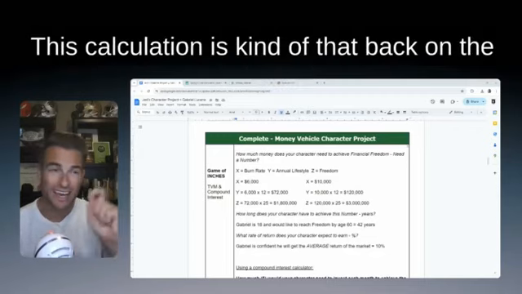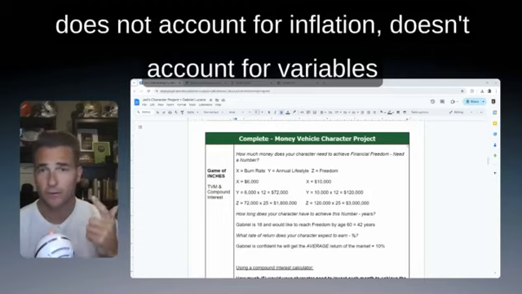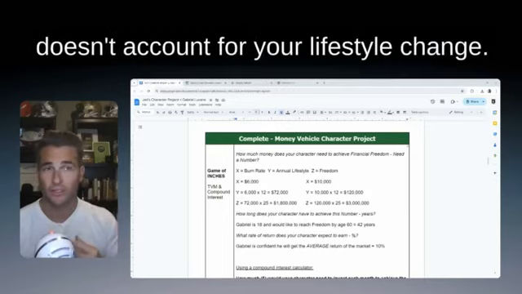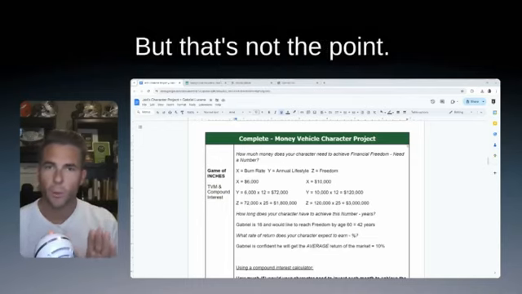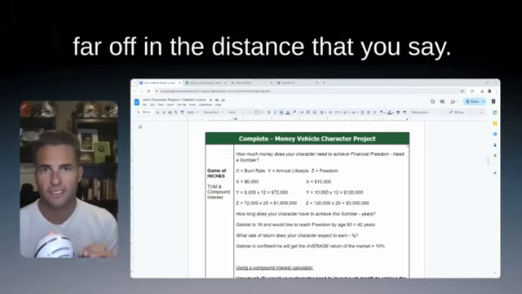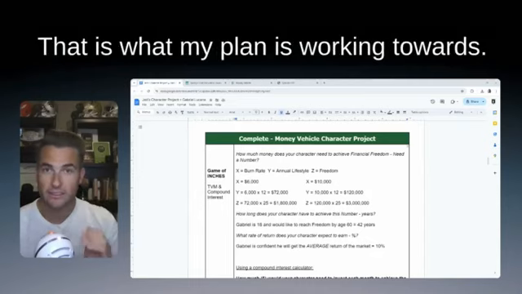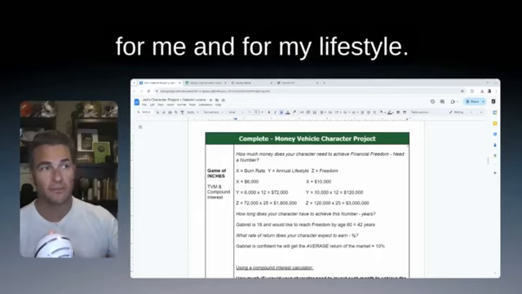This calculation is kind of that back of the napkin math, but we really want to call out that it does not account for inflation, doesn't account for variables, doesn't account for your lifestyle change, lifestyle creep, doesn't account for a lot of things, but that's not the point. My point is to give you a destination far off in the distance that you say, that is what my plan is working towards. That is what financial freedom looks like for me and for my lifestyle.